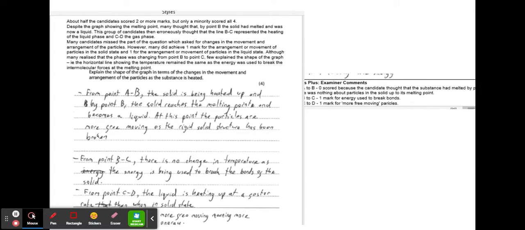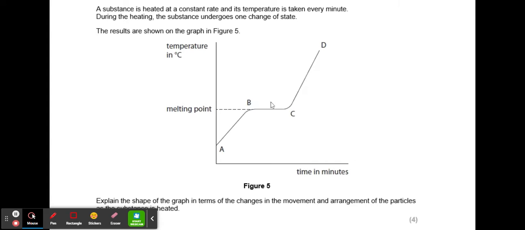The horizontal line is in fact where the change of state is happening, from B to C. The temperature does not rise because all of the energy that's being put in here is being used to break the forces between the particles so that it can change state.